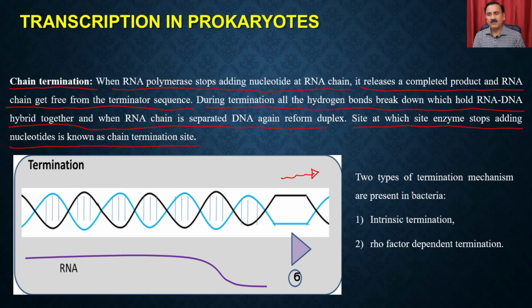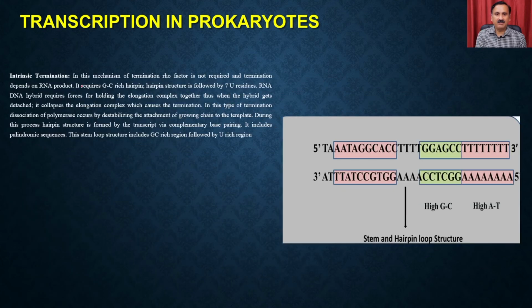In prokaryotes, we can have two different types of termination. One is called intrinsic termination, the other is called rho factor dependent termination. So let's look at intrinsic termination. In this mechanism of termination, the rho factor is not required, and it depends on the RNA product. It requires a GC-rich hairpin. The hairpin structure is followed by a run of seven U's.